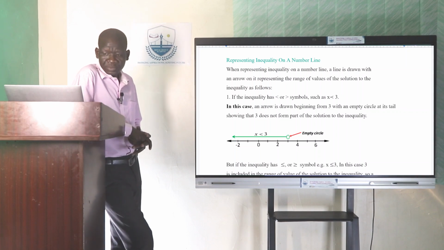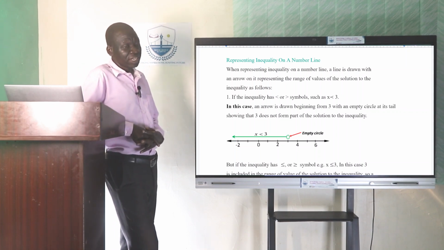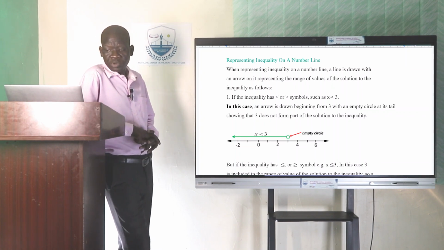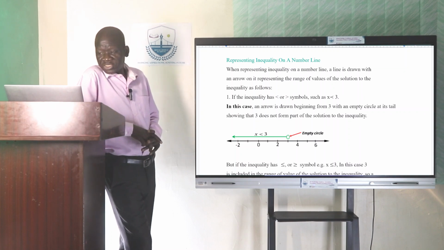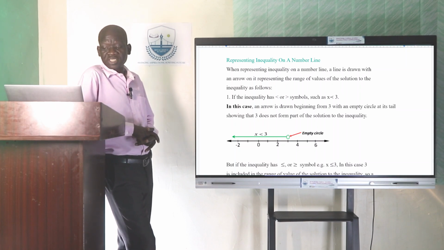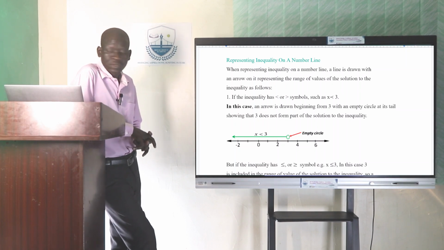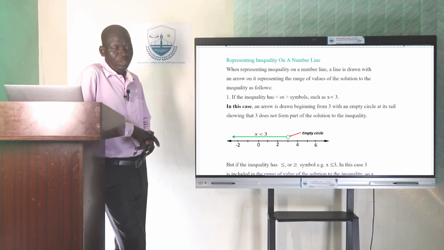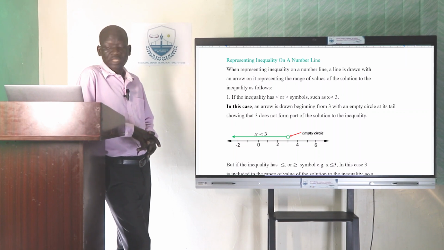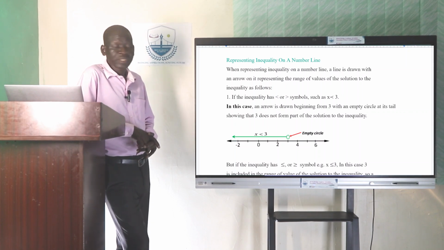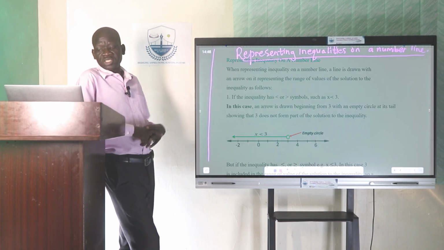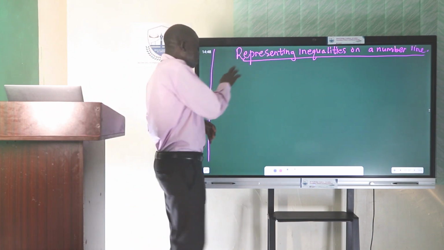Number one, if the inequality has less than or greater than symbols, such as x is less than 3, an arrow is drawn beginning from 3 with an open circle at its tail, showing that 3 does not form part of the solution to the inequality.